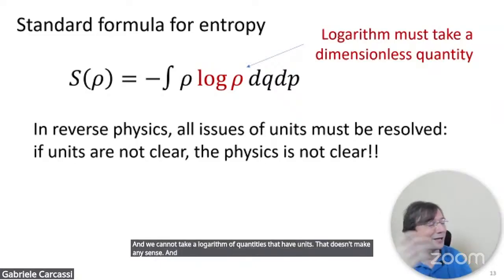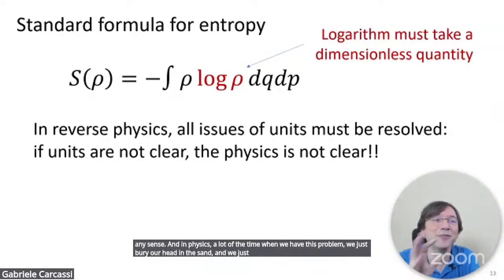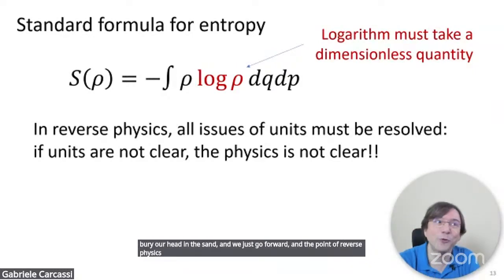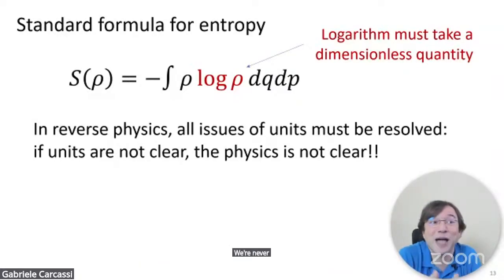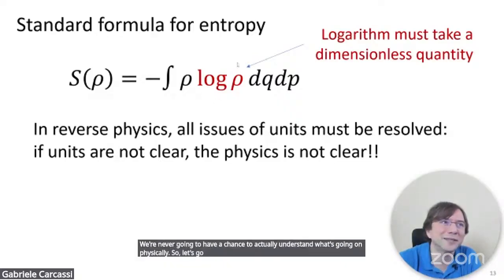And in physics, a lot of the time when we have this problem, we just bury our head in the sand and go forward. And the point of reverse physics is saying, no, we have to fix all these issues of units, because if we don't fix them, we're never going to have a chance to actually understand what's going on physically. So let's try to fix this problem of the logarithm. How do we do it?